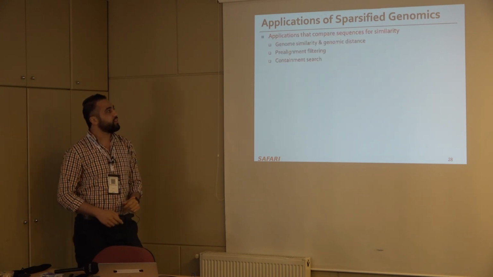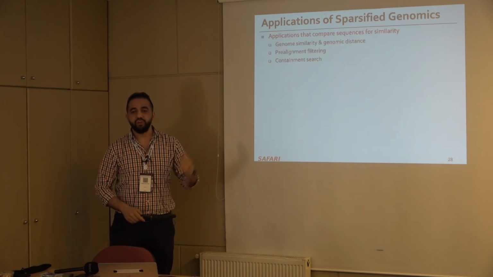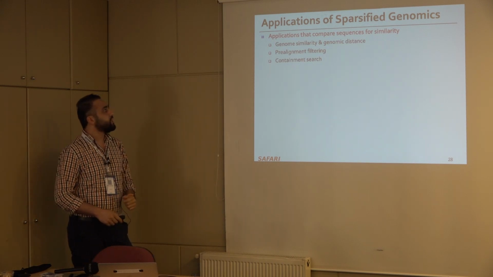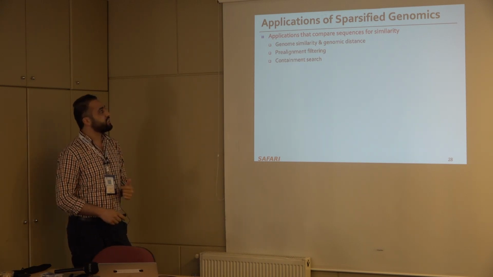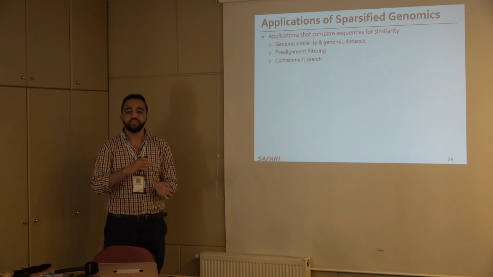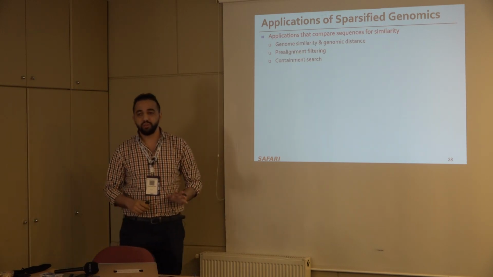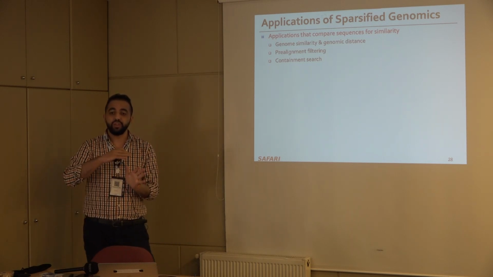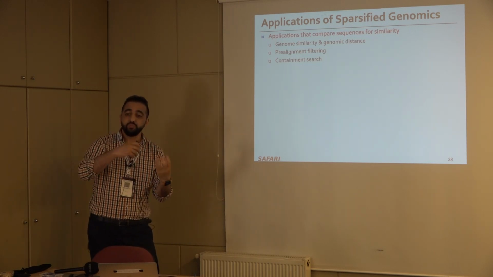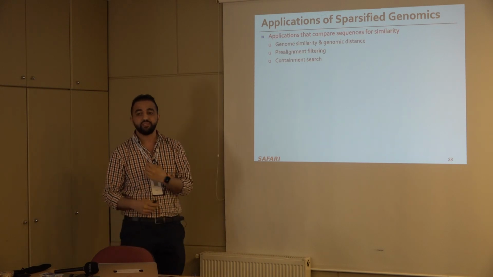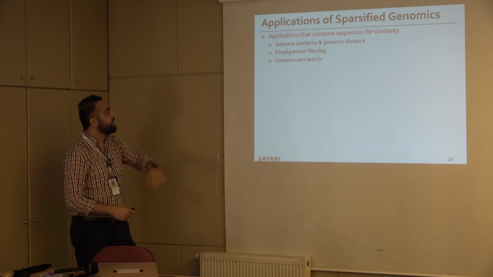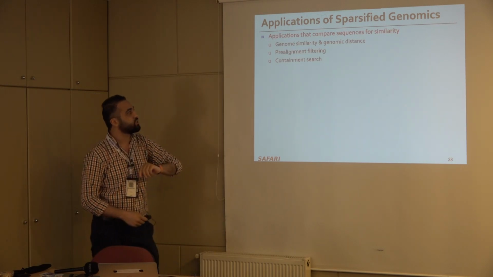All right, what are the applications that can benefit from the 5 steps that we presented? The first type of application does compare sequences for similarities. In here, we don't mean sequence alignment, because in sequence alignment, you still care about every base. So if you drop some of the bases, you may affect the CIGAR string or the end result. But there are many other applications that could benefit from that.